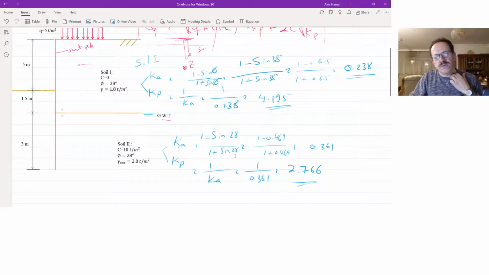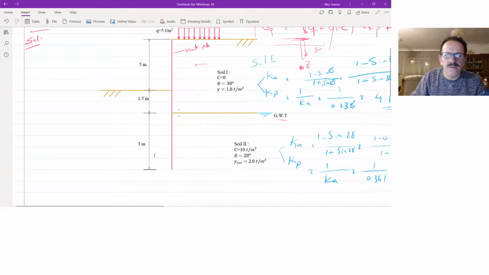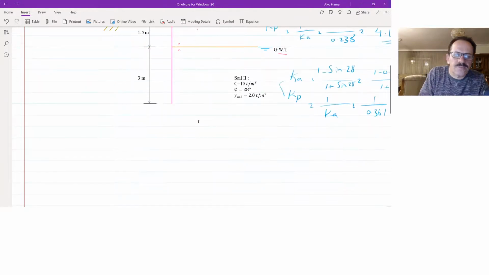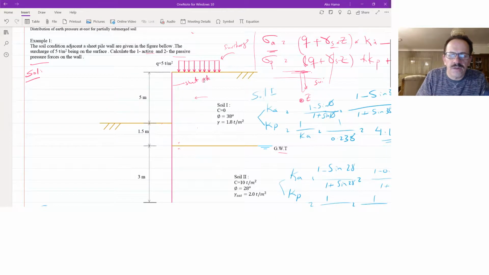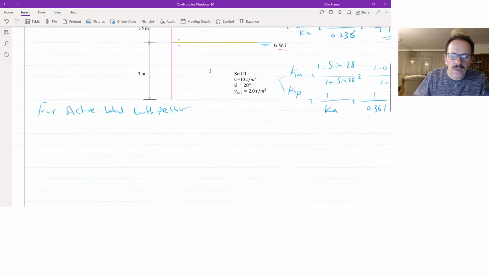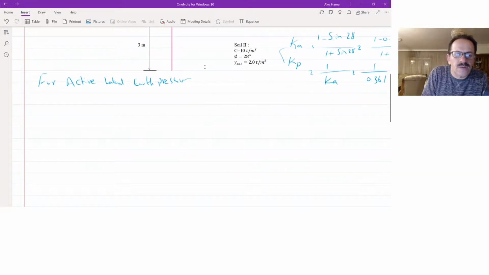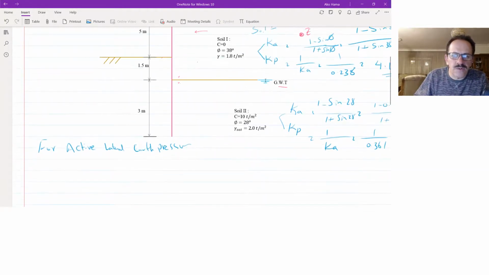Now we are going to first of all calculate the pressure distribution of the active case. So for active lateral earth pressure, it means that the soil we have from the right hand is more than the left. Now for this one we have to calculate the distribution of the pressure.